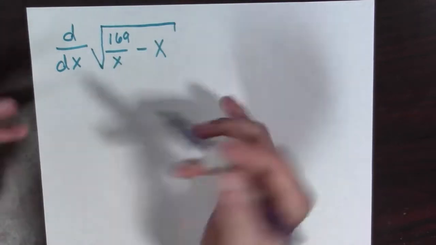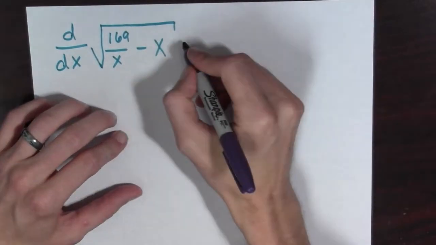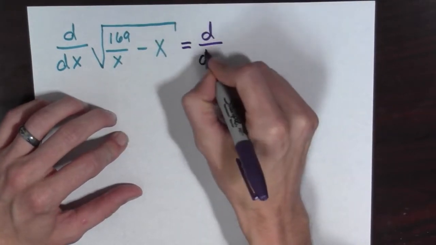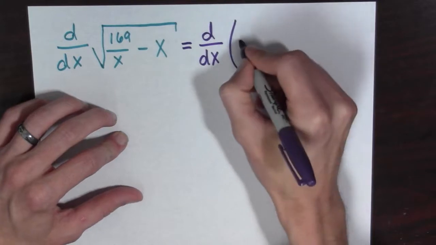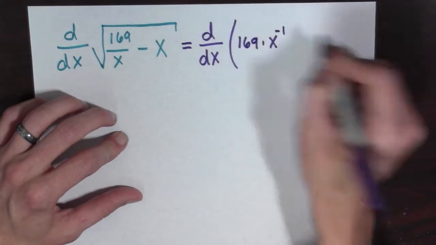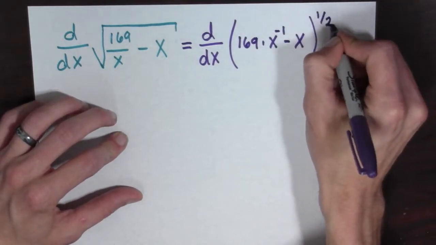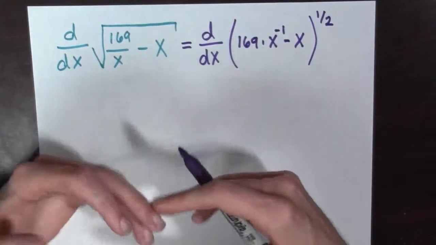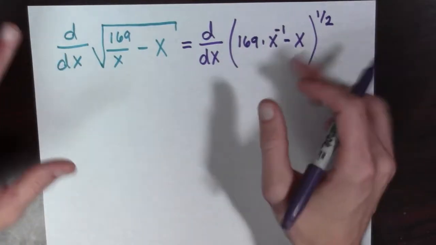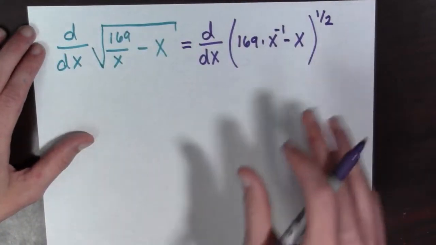So here I have the derivative with respect to x of the square root of 169 over x minus x. This is another case where we're going to use the chain rule, but the first step for me is going to be rewriting this whole thing as the derivative with respect to x of 169 times x to the minus 1 minus x to the 1/2 power. As we use the chain rule here, we're going to need to use the power rule. And so I want to write all these things on x as exponents.